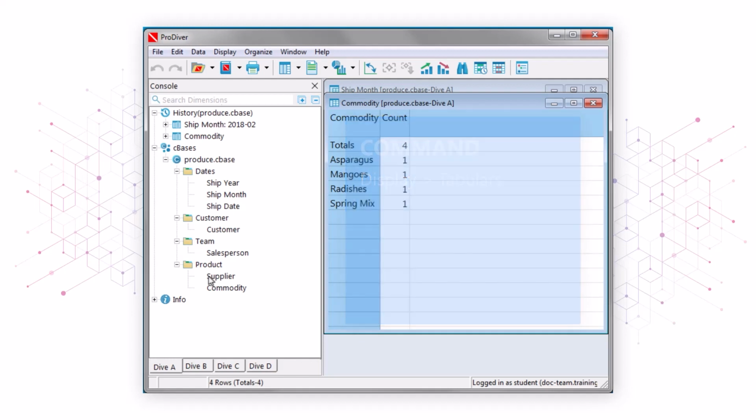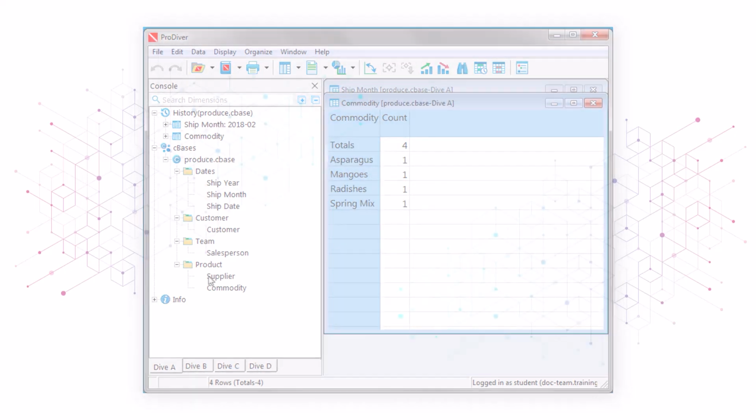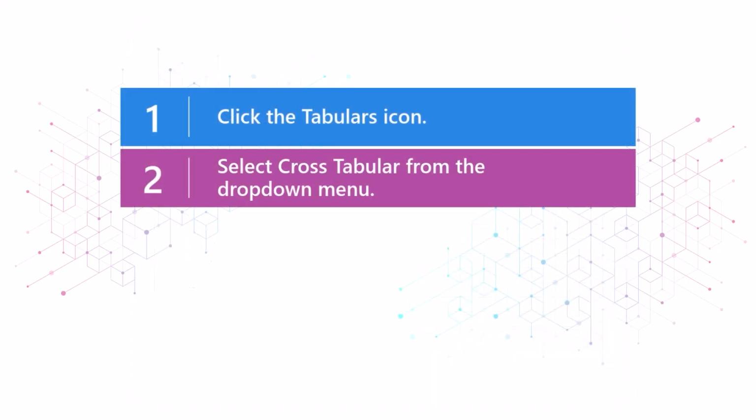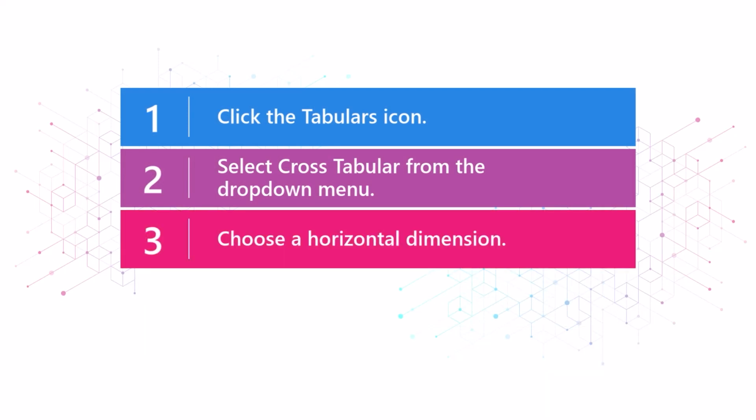So that's how you create a crosstab view of your data. You click the tabulars icon, select CrossTab from the drop-down menu, and then choose a horizontal dimension and a column name.